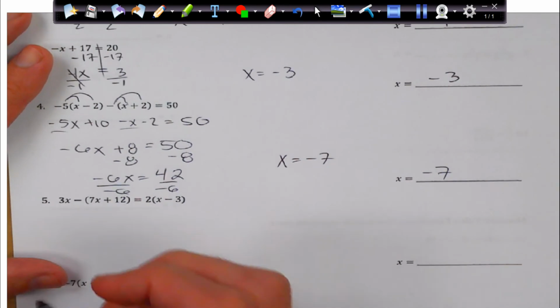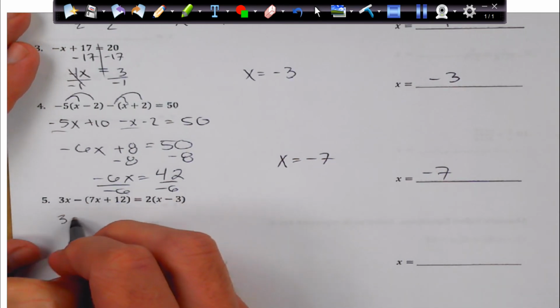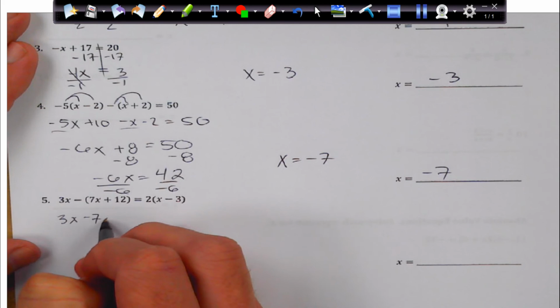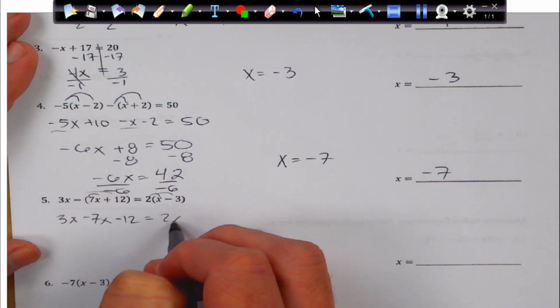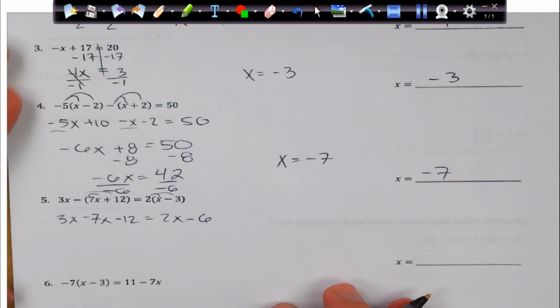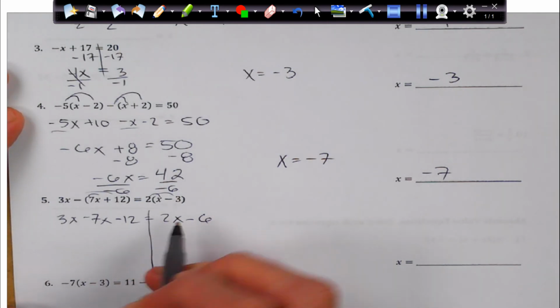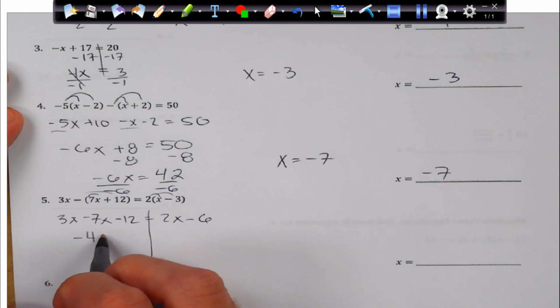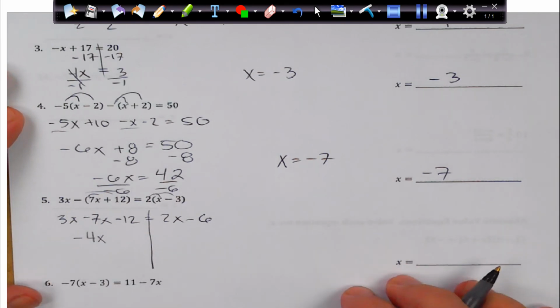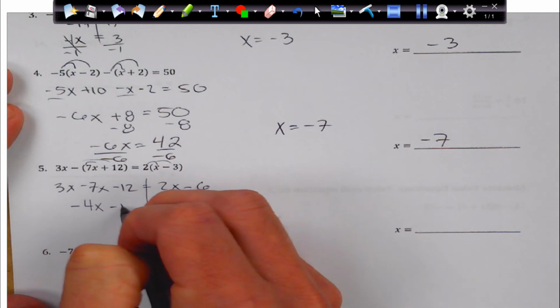All right, another problem we're going to distribute, so we get 3x, distribute that, negative 7x and negative 12 equals, again, distribute 2x minus 6. We distribute to both. And then we want to go ahead and move things and combine things. So we get 3x and negative 7x, that's going to be a negative 4x combined. And then we got minus 12 equals 2x minus 6.